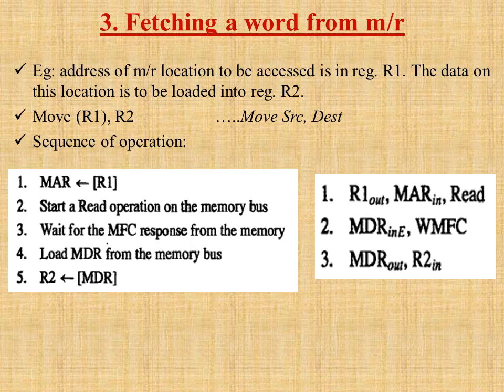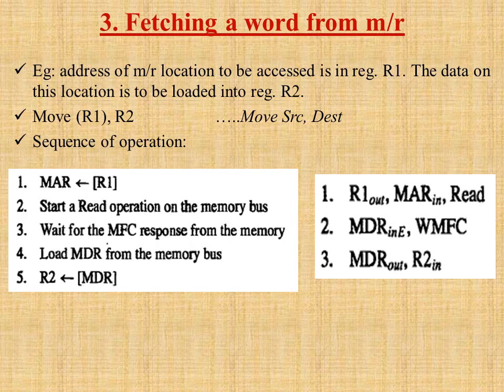Who generates the MFC? The memory will generate it. Memory will indicate whether reading the memory has been completed or not. Once it is completed, the fourth step starts. The fourth step indicates that whatever data has been read is loaded into the MDR. As we know, the data that is transferred between the memory and the processor, or processor and the memory, is first loaded in the MDR, memory data register.